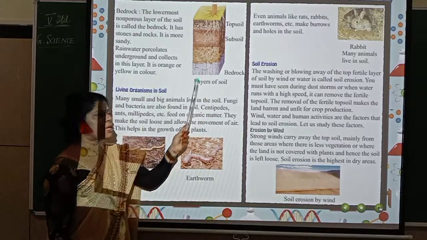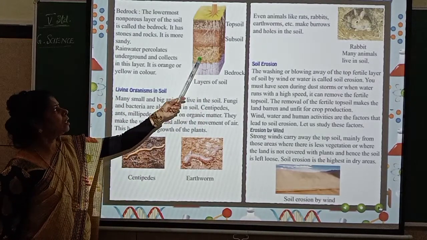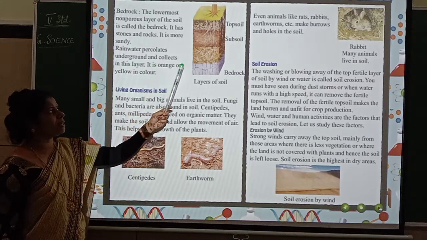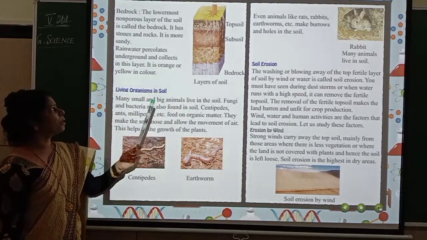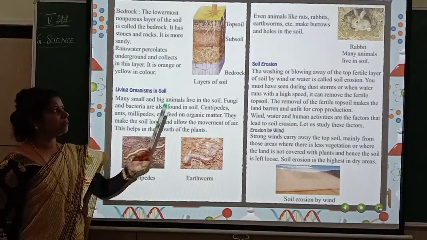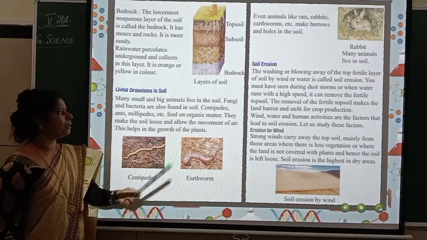Understood? So here water is going to settle on the bedrock. See, rainwater percolates underground and collects in this layer. So where does it collect? It collects here at bedrock. It is orange or yellow in color. This part is orange or yellow in color.